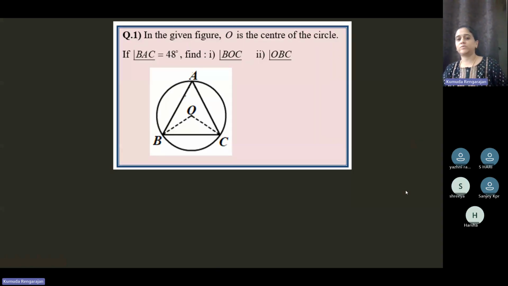Yeah. Try this one. No, don't take, no, just answer it orally. Read the question, work it in your mind and tell me the answer. Angle BOC is?